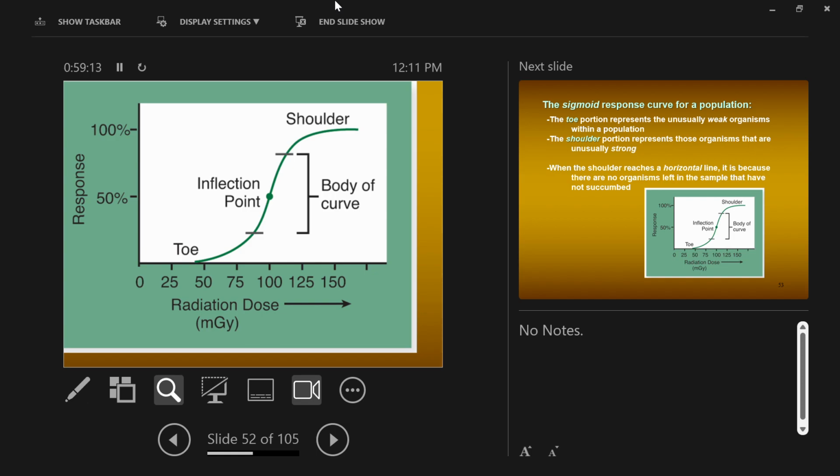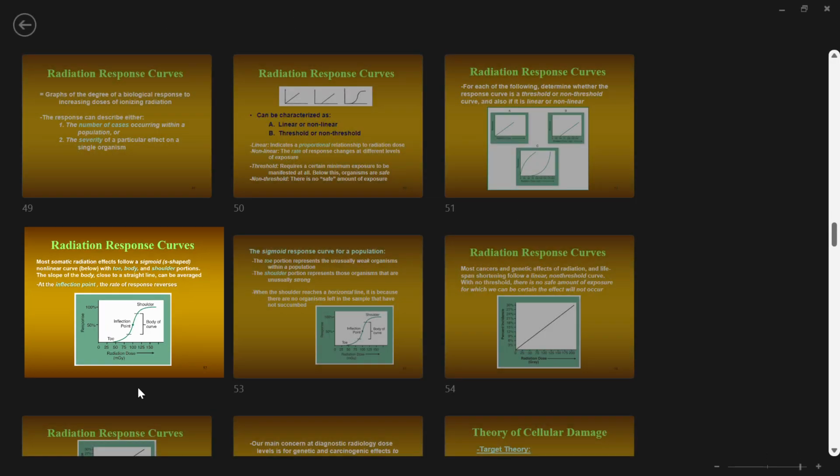So reflect back on that periodically and remember the different parts. The toe and the shoulder are the most important parts of this. It's telling you the threshold at which the thing starts happening, and then the maximum response, 100% response, is where it shoulders off. Okay.